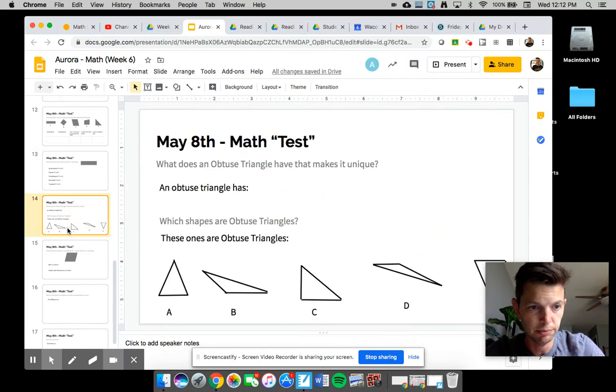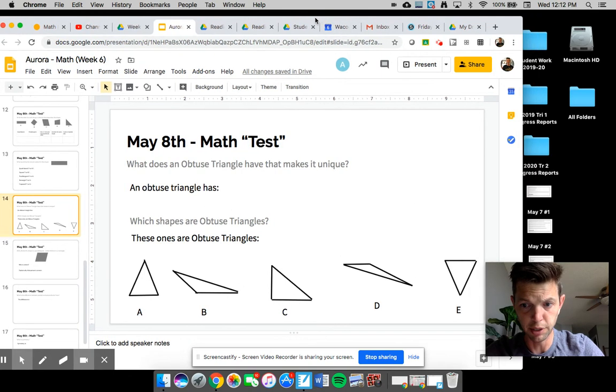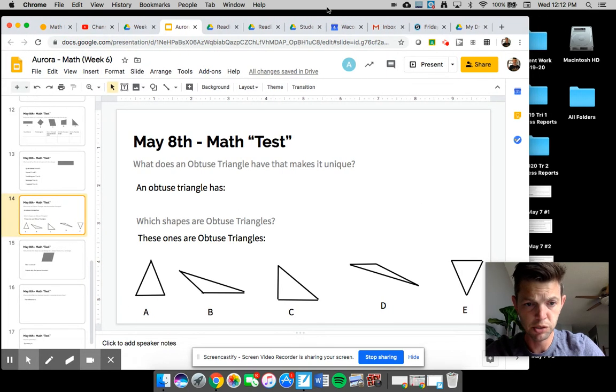The next one, what does an obtuse triangle have that makes it unique? So you have to remember what obtuse triangle means. And then which shapes are obtuse triangles? One's kind of covered up there, that one. So if it's an obtuse triangle, just put the letter there.